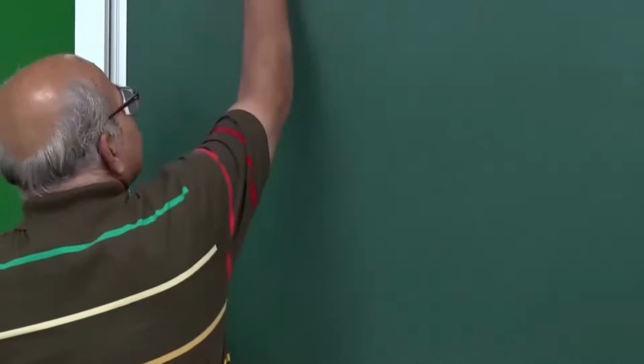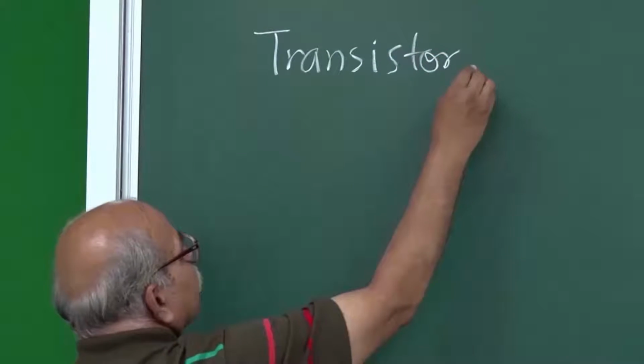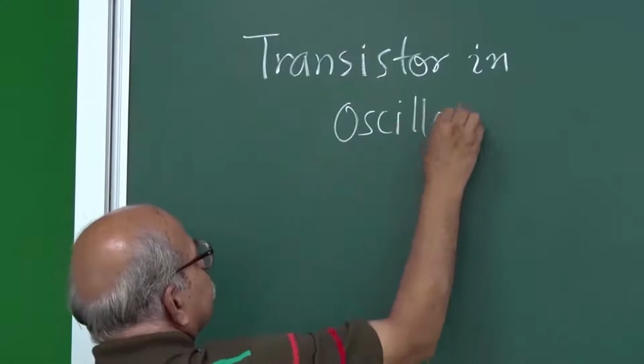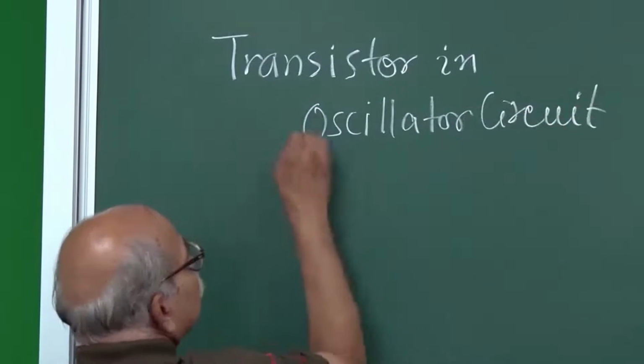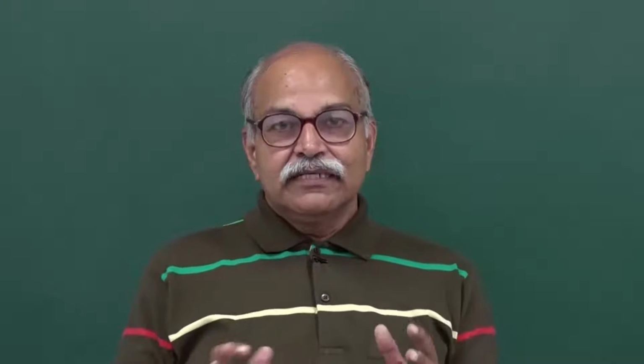Okay. So, transistor in oscillator circuit. So, what is that oscillator? Oscillations, everyone knows oscillations, and the one which oscillates is oscillator. But in this electronics context, oscillator is a circuit or an instrument which converts DC to AC.